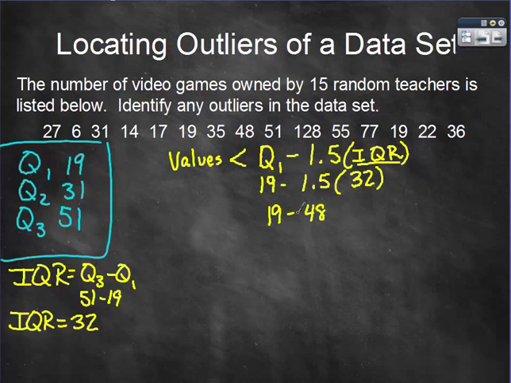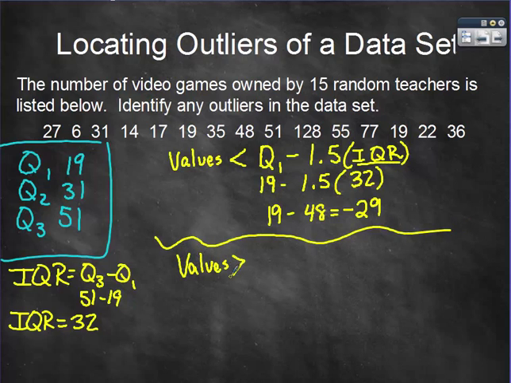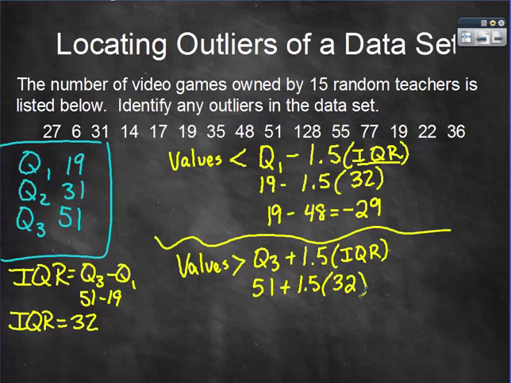So we have 19 minus 48, which is essentially going to be negative 29. We do not have any outliers on the negative side because all of our numbers are from 0 and up, and our smallest number is 6. So that range test, the first piece, didn't actually come up with any outliers. But we also have the second piece of the outlier test, which is dealing with values that are greater than quartile 3 plus 1.5 times the interquartile range. So we plug these in this time. Quartile 3 is 51. I have 1.5 times my interquartile range of 32, which we found over here on the side.